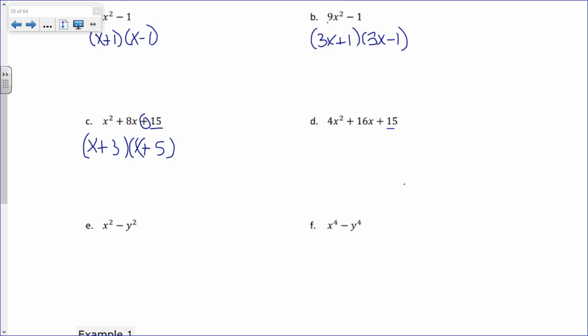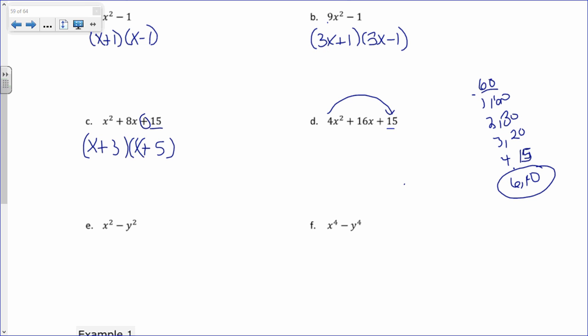They're related to each other, but let's just do this by grouping. So 4 times 15 is 60. My factors of 60 that add up to 16 would be positive, so it'll be 1 and 60, 2 and 30, 3 and 20, 4 and 15, and then 6 and 10. And the pair that adds up to 16 is 6 and 10.